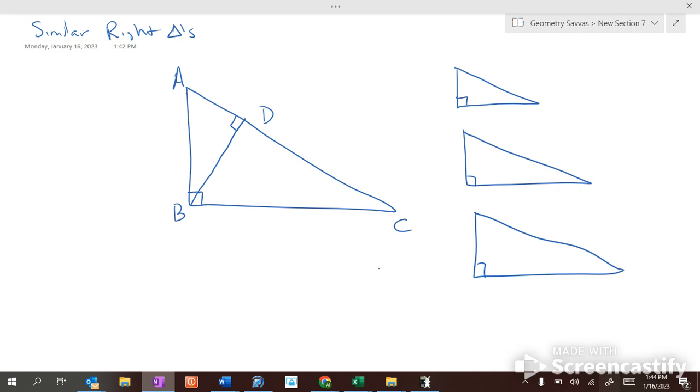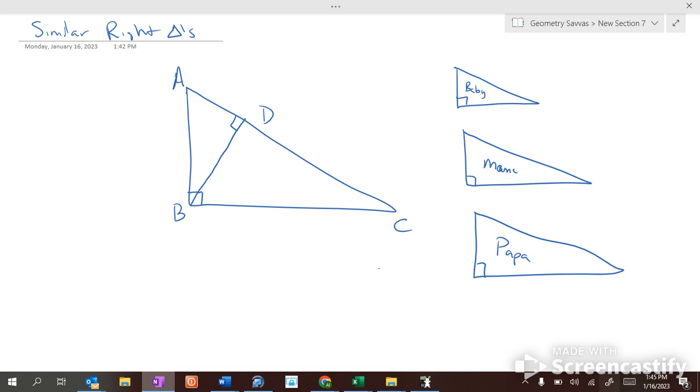And so I call this one baby. I call this one mama. And I call this one papa, like Goldilocks and the Three Bears. Baby bear, mama bear, papa bear. So you've got baby, mama, and papa.